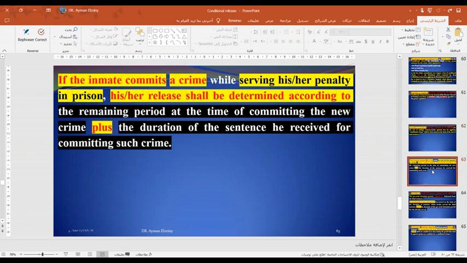Okay, if the inmate commits a crime while serving his penalty in prison, his or her conditional release shall be determined according to the remaining period at the time of committing the new crime plus the duration of the sentence he received for committing such crime.